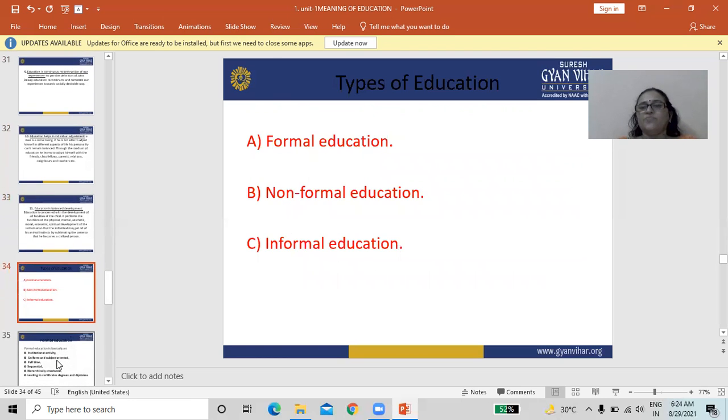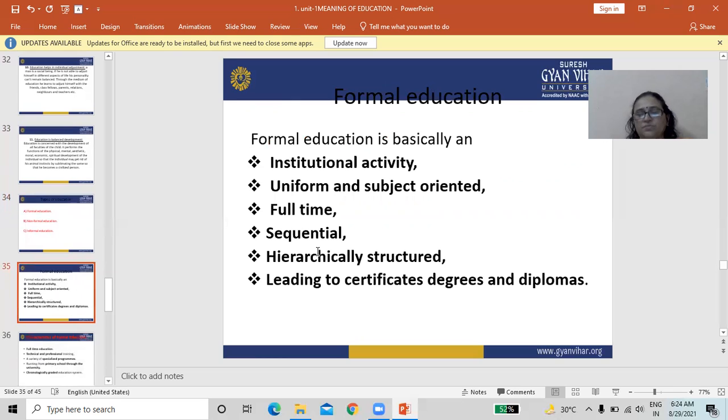Now we will discuss types of education. Generally, education has three types: formal education, non-formal education, and informal education. First, we will discuss formal education. Formal education is basically an institutional activity, uniform and subject oriented, full time, hierarchically instructed, structured, leading to certificates, degrees, and diplomas.